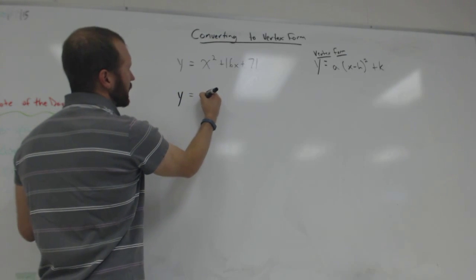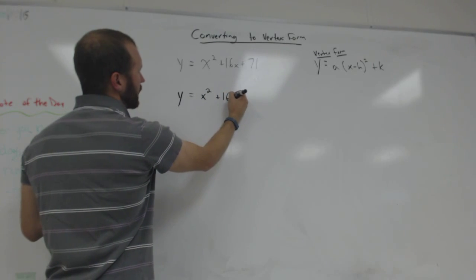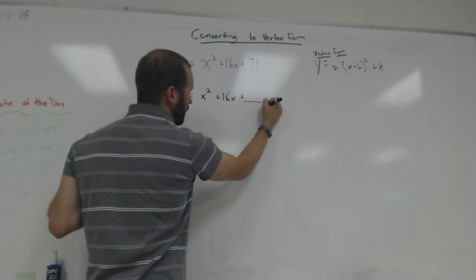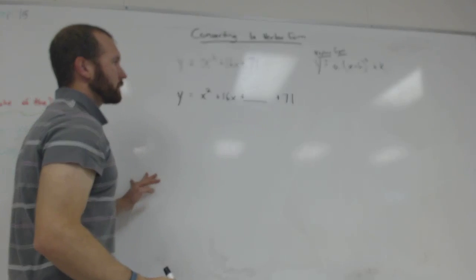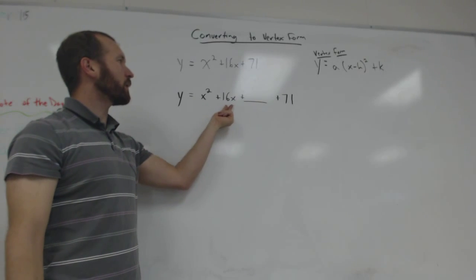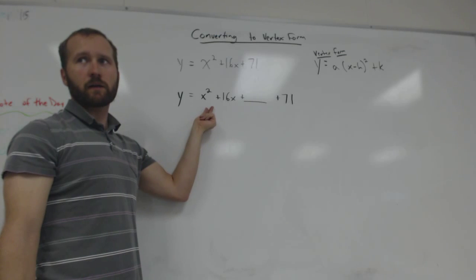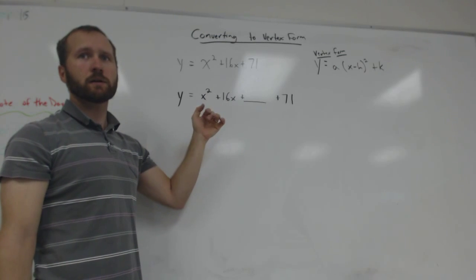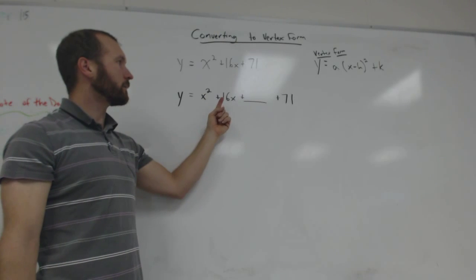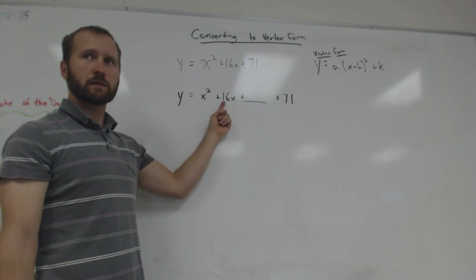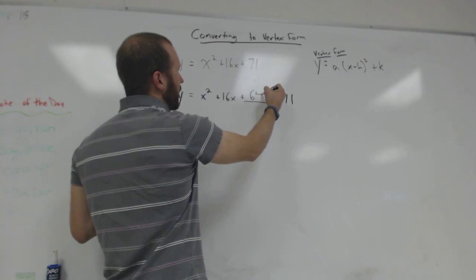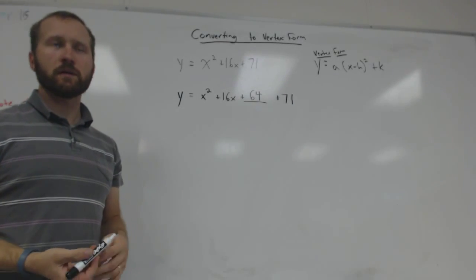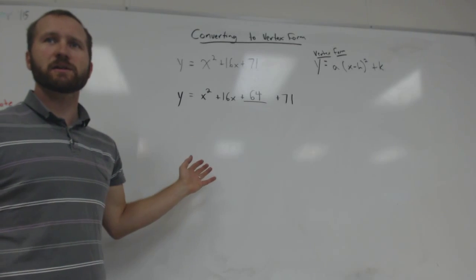So I have y equals x squared plus 16x plus something that is going to give me a perfect square. I have to figure out what is going to give me a perfect square here. And the answer is always half of this, squared. So half of 16 is 8. 8 squared is 64. Can I just add 64 to my equation? No, totally not. I just completely changed the equation.